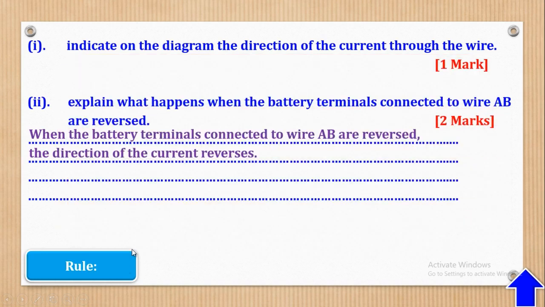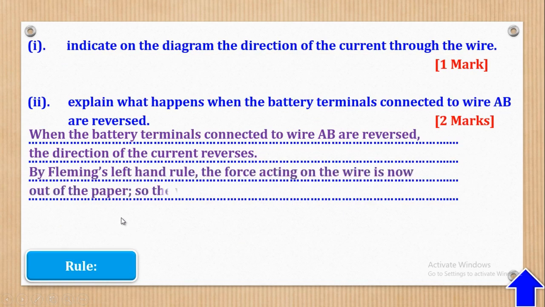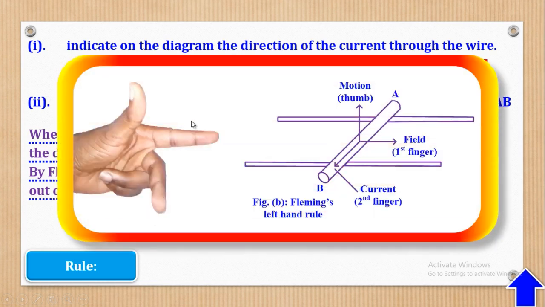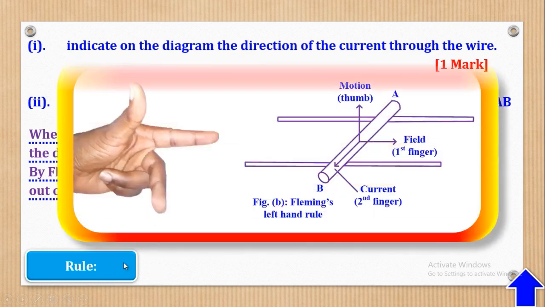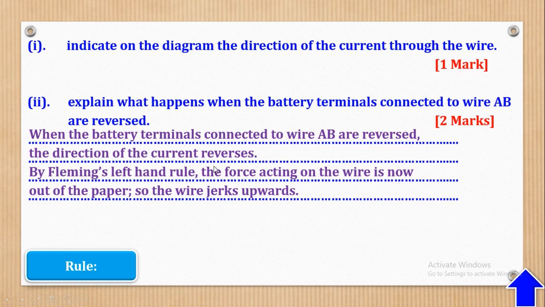Therefore we shall come and say that by Fleming's left-hand rule, the force acting on the wire is now out of the paper, so the wire jerks upwards. Remember, the force is now upwards, so that's why it jerks upwards. So basically that's what they wanted, and let's see how marks can be awarded. The first paragraph will be 1 mark and the second paragraph will be another mark. So that's how we could get the 2 marks.